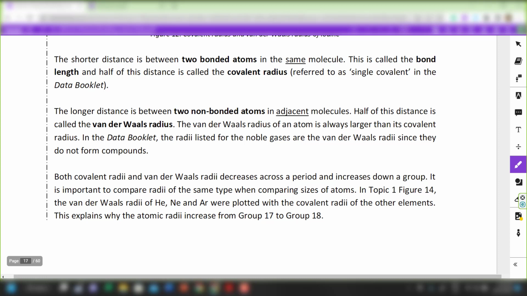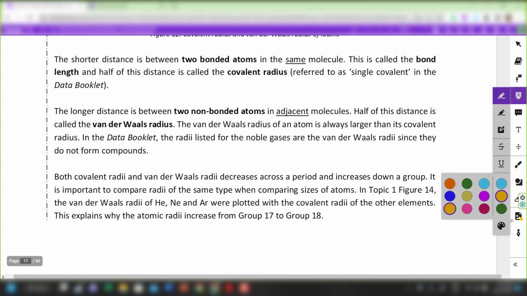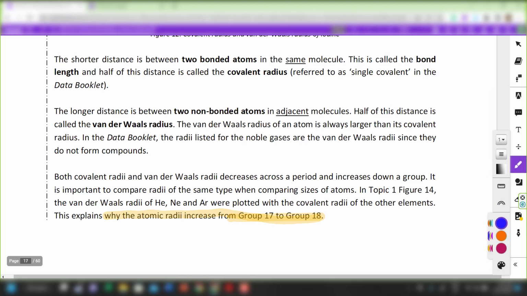So over here we have the concluding paragraph. That explains why the atomic radii increases when you go from group 17 to 18. Because we are looking at different things. It's like you're comparing between apples and oranges and not between the different brands of oranges.